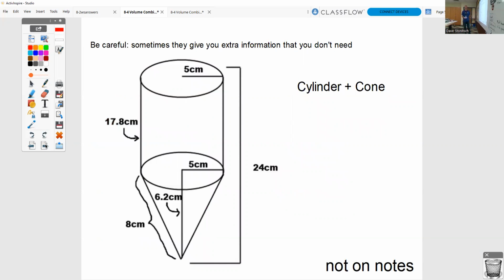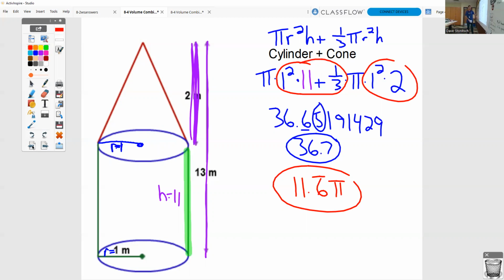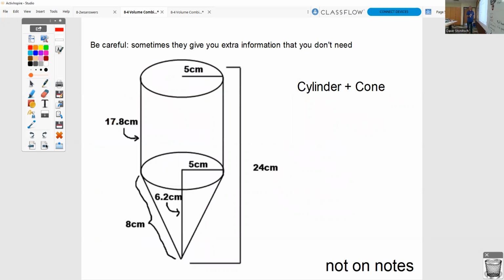In this next one, sometimes they give you information that you don't need. So in the previous one, they didn't give you the height, they didn't give you the radius, you needed to find them. Sometimes they give you extra information that you don't need. For example, this 8, we don't need. We don't need to know how long the slanted part of the cone is. That's just extra information that we don't need. This is the height of the cone right here. It goes from the tip of the cone to the center of the circle.